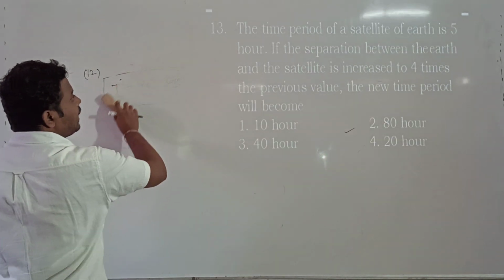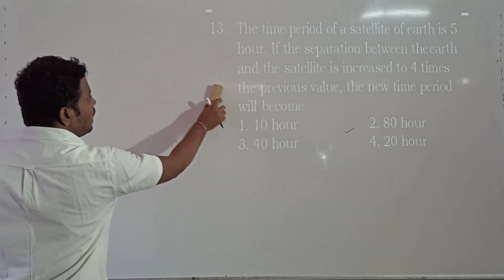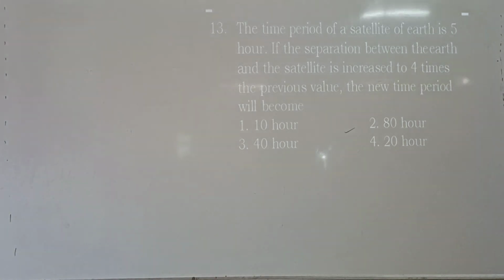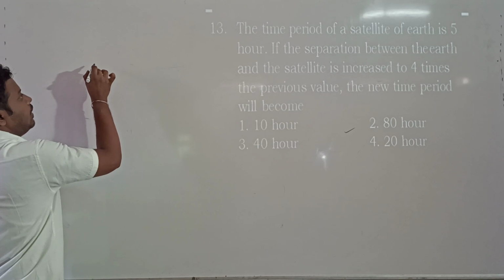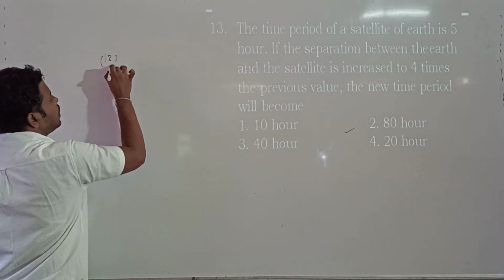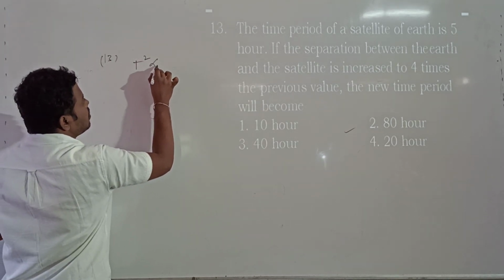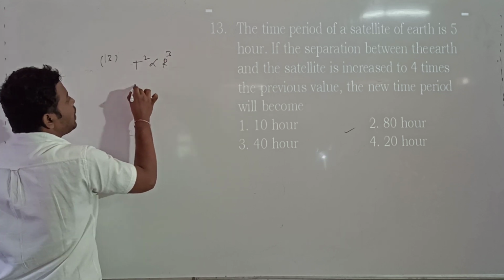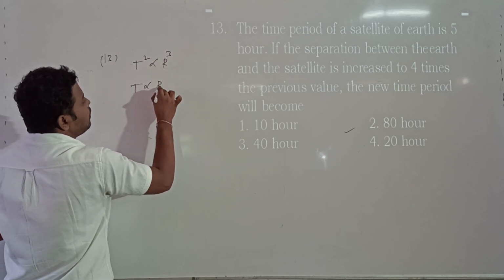So next one, question number 13. The time period of a satellite of Earth is 5 hours. The separation between the Earth and the satellite increases by 4 times. So what are we supposed to calculate? According to Kepler's laws we know, what is the formula? T square is proportional to R cube. So T is proportional to R power 3 by 2.